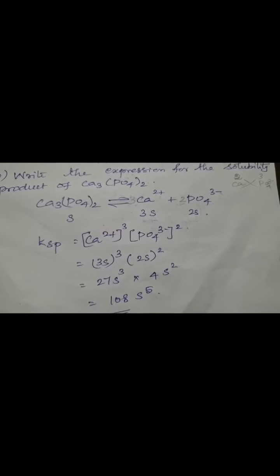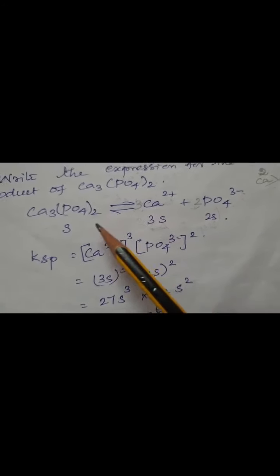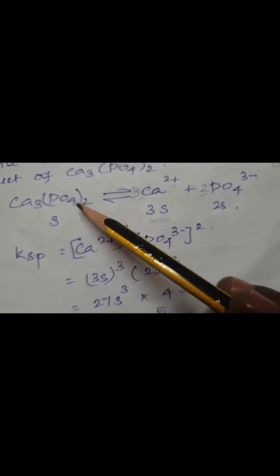Question number 20. Write the expression for the solubility product of Ca3(PO4)2, calcium phosphate. First you have to know how this calcium phosphate undergoes ionization. Ca3(PO4)2 on ionization forms Ca2 plus, because calcium has valency 2, so 2 plus charges, and PO4 3 minus. To balance, calcium is 3, so I have to write 3 Ca2 plus. How many phosphorus? 2 phosphorus, 2 PO4, so you have to write 2 PO4 3 minus.